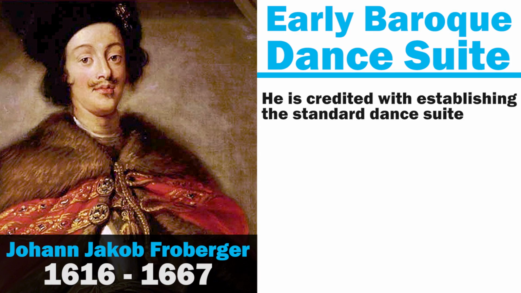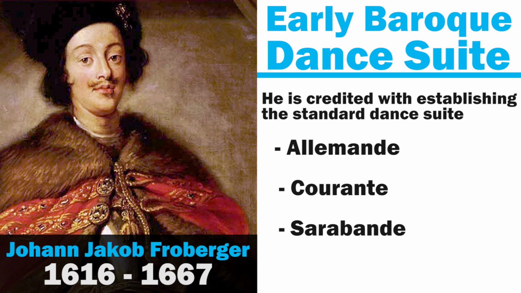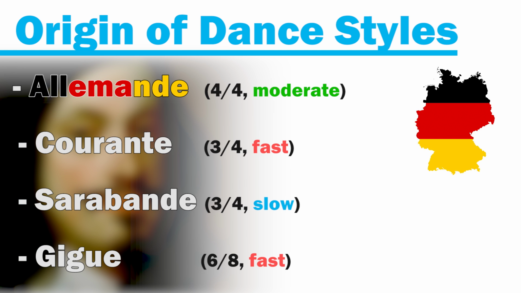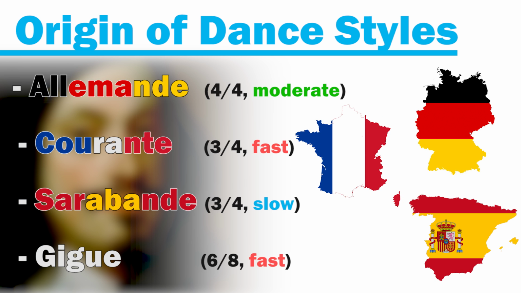By the end of the Baroque era into the early classical era, the dance suite fell out of fashion. It became uncool, and that's where you saw the rise of other genres like the symphony and the sonata. In the early Baroque period, Johann Jacob Froberger is the man credited with establishing the standard dance suite of the allemande, courante, sarabande, and gigue. His suites, which were written in the 1600s, were really popular, and they went on to influence composers such as Bach. Each of these 4 dances is related to a different country, so they each have their own unique style. The allemande is German in origin, courante is French, sarabande Spanish, and gigue is English.